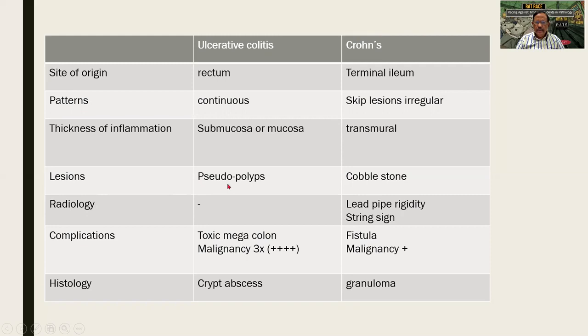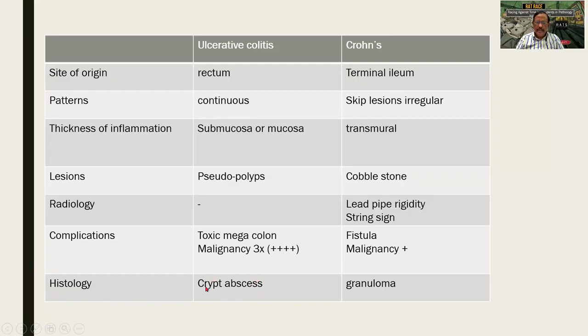The lesions are pseudopolyps and a cobblestone appearance that we had seen earlier. Radiologically, nothing specific in ulcerative colitis, whereas in Crohn's disease, owing to the lead pipe rigidity, there is a narrowing and a string sign that is diagnosed. The complications in ulcerative colitis include toxic megacolon, and the malignancy is 3 times more common than Crohn's. In Crohn's, there can be fistula formation and malignancy is there, but 1/3 the frequency.